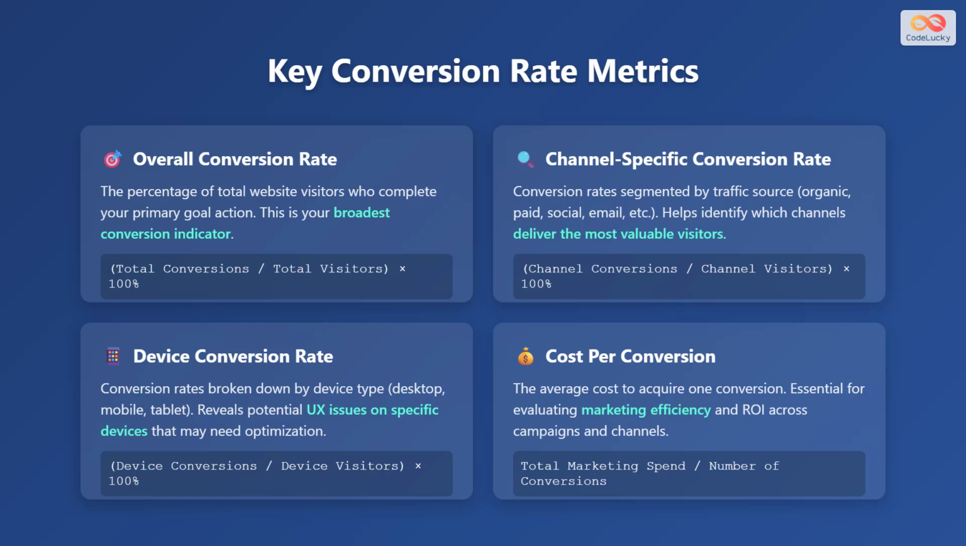We also have device conversion rate, which segments conversion rates by device type, like desktop, mobile, and tablet, revealing potential user experience issues on specific devices that may need optimization. The formula is device conversions divided by device visitors, multiplied by 100%. Finally, there's cost per conversion, which is the average cost to acquire one conversion. This is essential for evaluating marketing efficiency and return on investment across campaigns and channels. The formula is total marketing spend divided by the number of conversions.